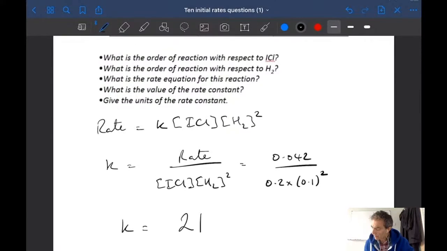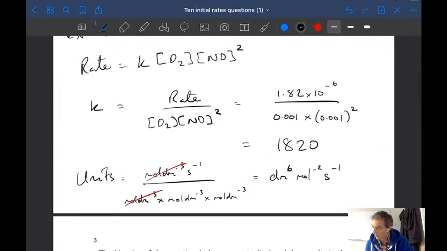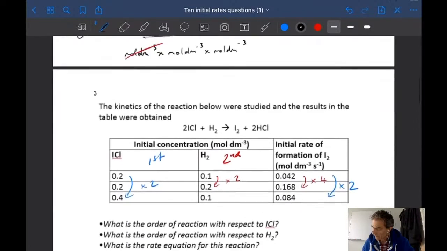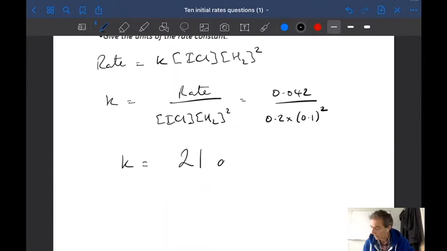And the units. You can see the units of K are going to be rate over moles per decimeter cubed times moles per decimeter cubed squared, which is exactly what we had in that one. So I'm not going to bore you with how we work out the units, I'll just write them straight in now. So that's dm6 mol minus 2 s minus 1.